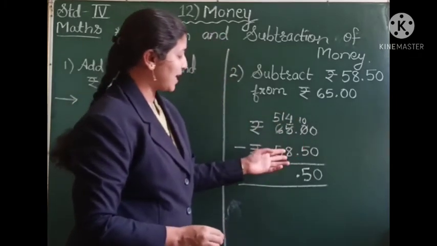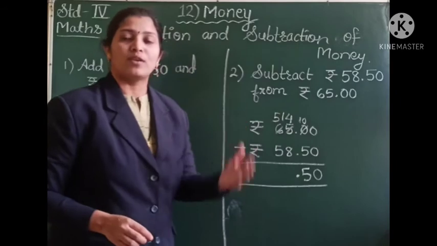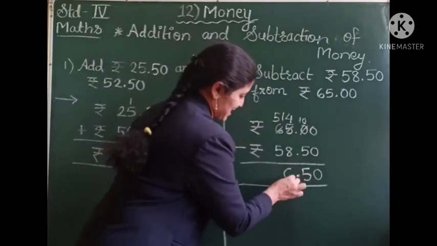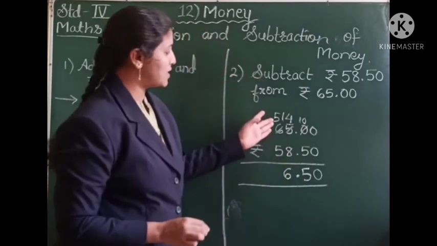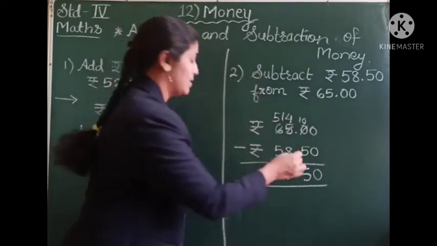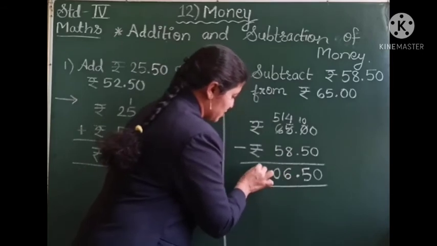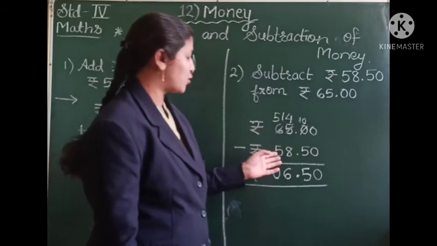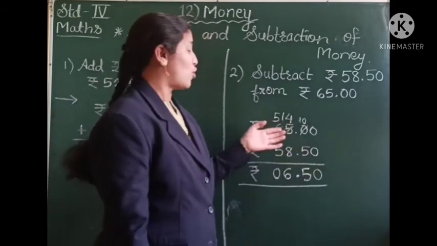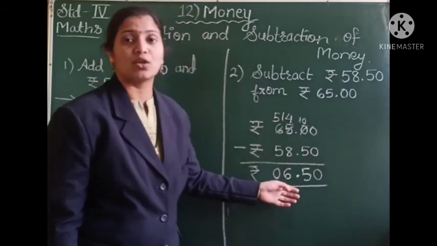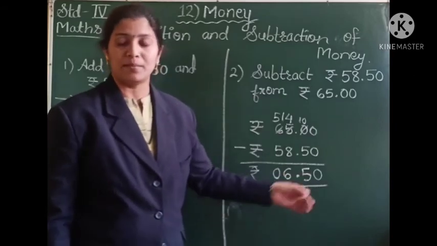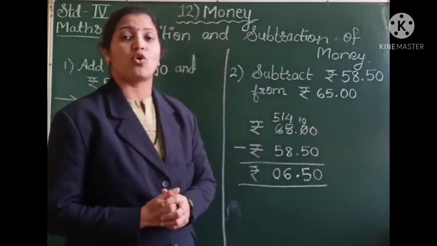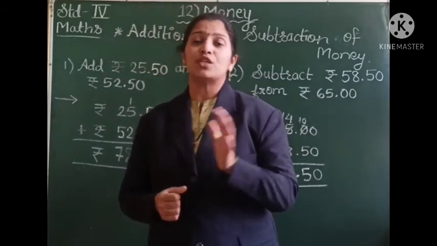So now we can subtract 8 from 14. So when we subtract 8 from 14, what do we get? We get 6, right? Yes, and now we will subtract 5 from 5. It is 0. So we will write the symbol of rupees over here. Now you can see when we subtract rupees 58.50 from rupees 65, we get the answer rupees 6.50. Right, students? So in the same way you have to solve exercise number 3, which is given in your textbook.